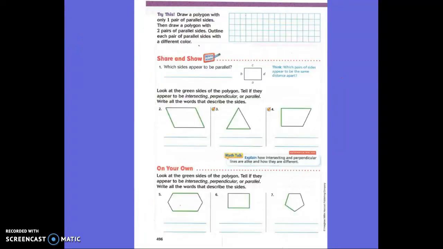So let's go to the next one. Okay, draw a polygon with only one pair of parallel sides. Oh, that's easy. Then draw a polygon with 2 pairs of parallel sides. Even easier. Outline each pair of parallel sides with a different color.